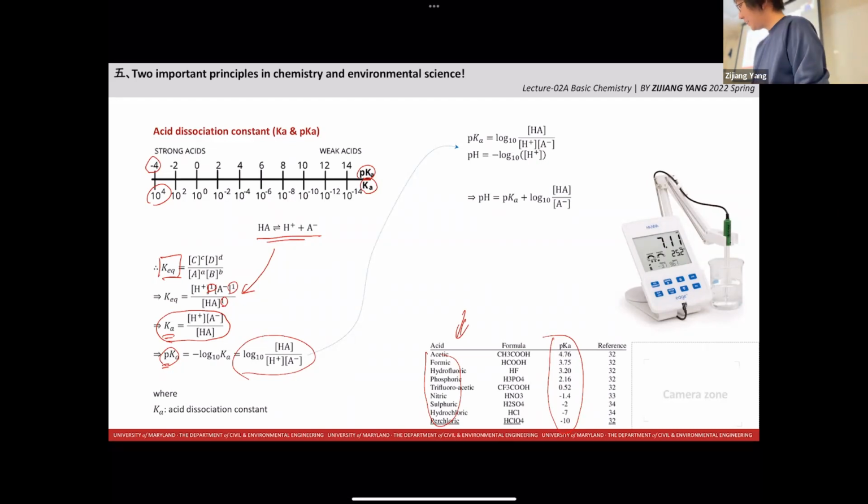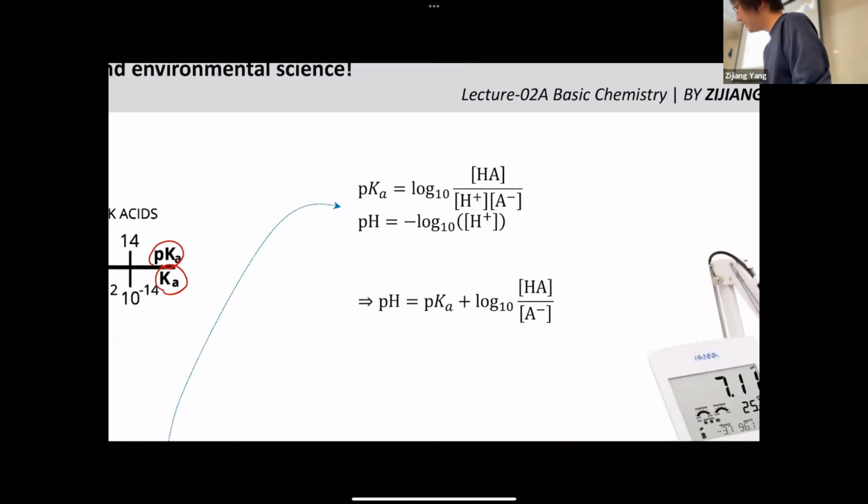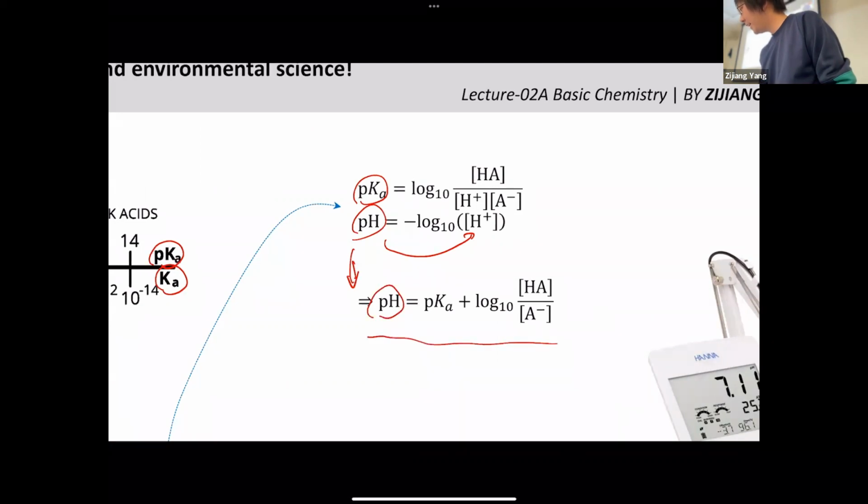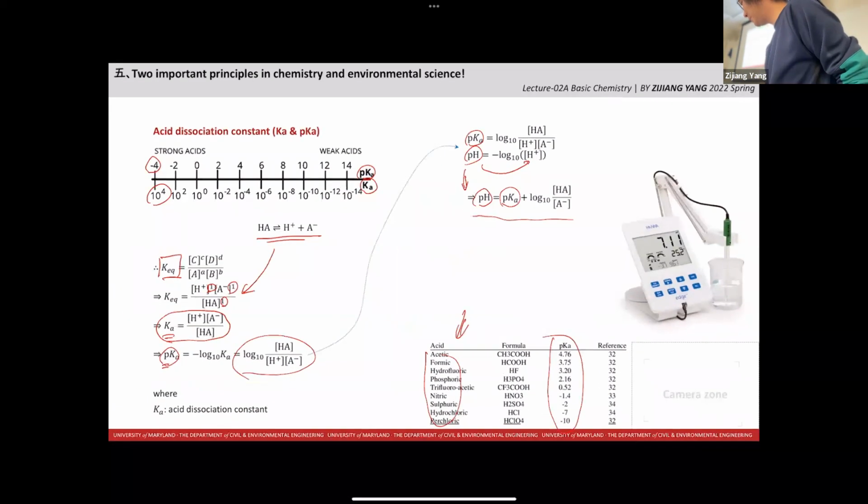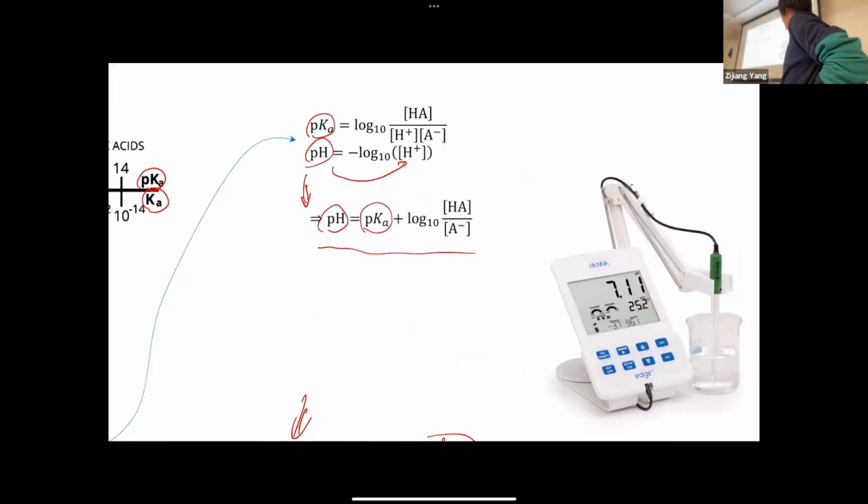And the last thing I want to say is that we know the definition of pKa and we also know the definition of pH. So basically the pH is a function of H plus, and in pKa, we also have H plus here. So we can do some mathematical transformation and find the relation between pH and pKa. So basically, it tells us two things.